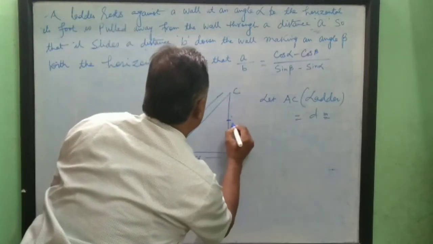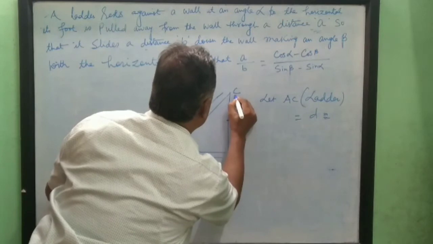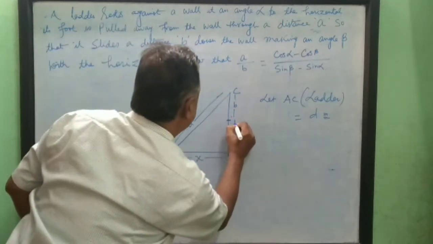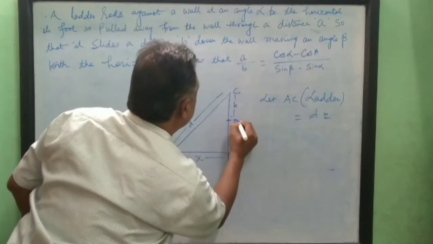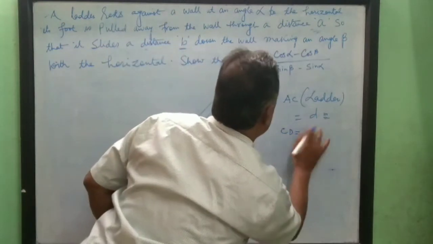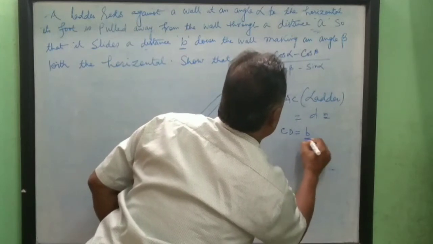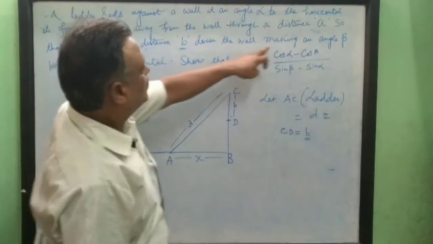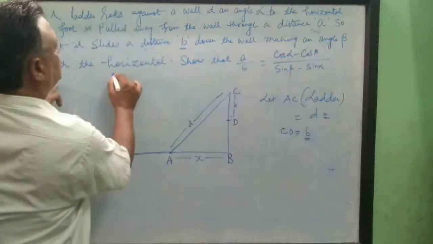Now this part is b. This part is b. CD is equal to b. It is given down the wall, making an angle beta with the horizontal.